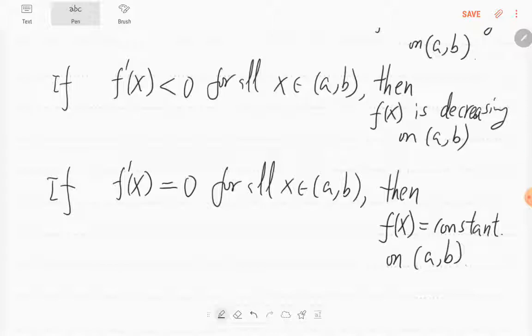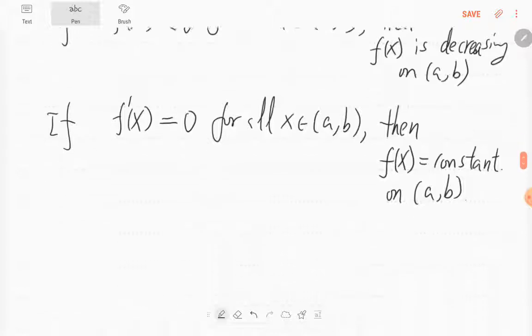So now we want to know how to determine this. If you are given a function, can you identify where the function is increasing or where the function is decreasing? In other words, we want to discuss the monotonicity of this function. So now let's use an example to illustrate the method to determine where the function is increasing and where the function is decreasing.